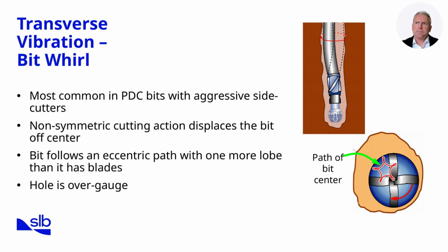In addition, because the hole is enlarged unevenly, directional control becomes more difficult. Bit whirl should be recognized early by monitoring downhole vibration data and interpreting borehole condition indicators. With bit whirl explained, the next slide moves us to BHA whirl, which is the broader assembly level manifestation of this vibration mode.